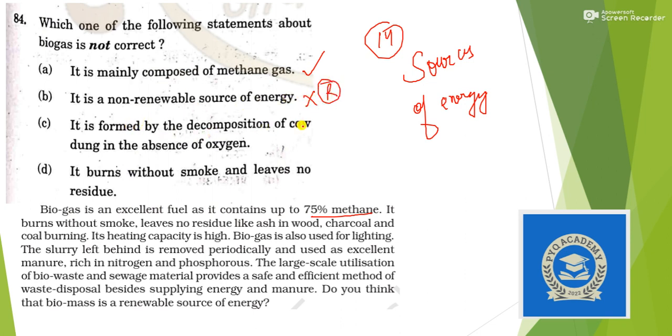It is formed by decomposition of cow dung in the absence of oxygen. Yes, this is true, because as the name suggests, biogas means the gas is coming from some biological, that means living, organism. So yes, the statement is true. Then, it burns without smoke and leaves no residue. You can see here the exact statement, it burns without smoke and leaves no residue. So yes, this is also a true statement. The question was asking about not correct, so option B is not correct, and the answer here is option B.